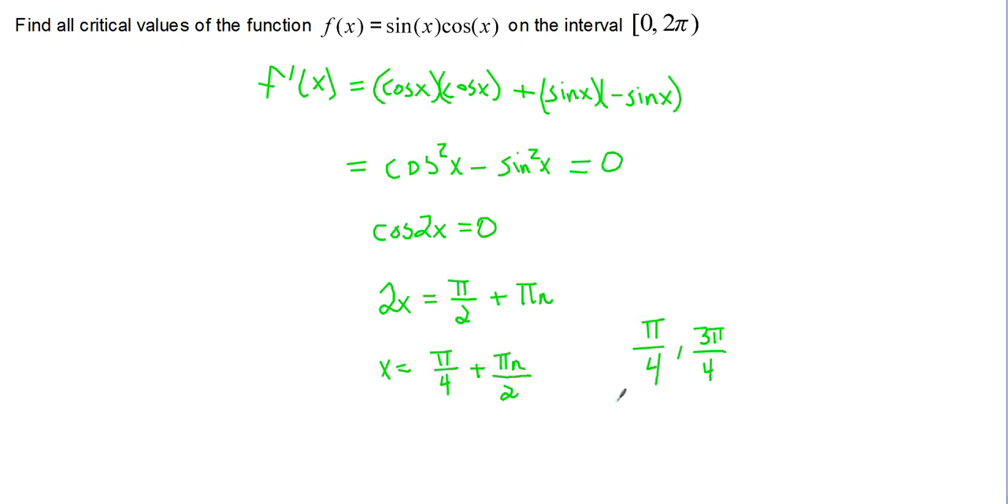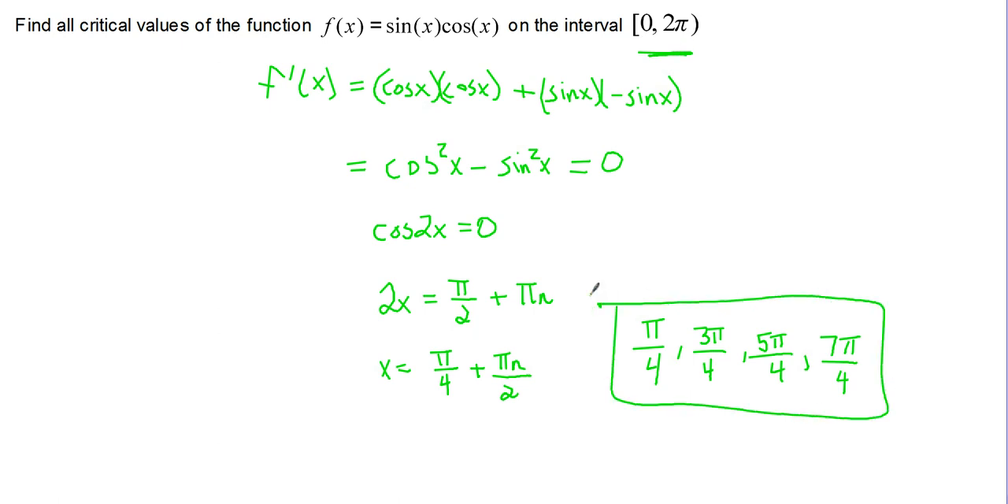When n is 2, we have pi over 4 plus pi, which is 5 pi over 4. And when n is 3, we have pi over 4 plus 3 pi over 2, which is 7 pi over 4. If we go beyond that to n equals 4, we have 4 pi over 2, which is 2 pi, and we're adding pi over 4 to that, and that is now outside of our 0 to 2 pi interval. So these are our 4 critical values for the function f of x equals sine x cosine x.